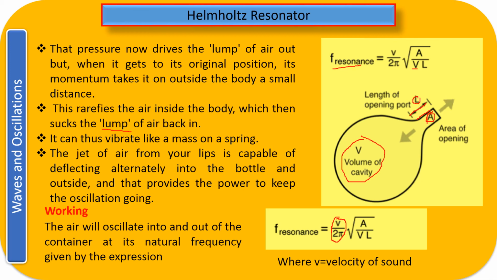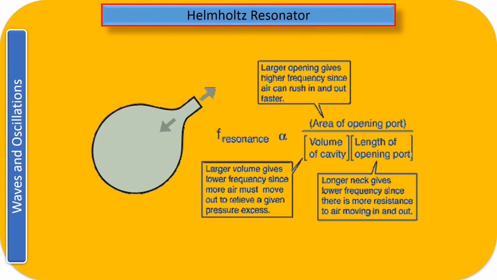So let us see how all these factors that I have taken are represented. The same figure I have taken over here. This is the volume of the air that you have taken. This is the length of the opening, this is your L, and this is the area of cross section of the neck of the bottle. So the resonance is directly proportional to the area of your opening port. Why? The large opening gives the higher frequency, since air can rush in and out faster.